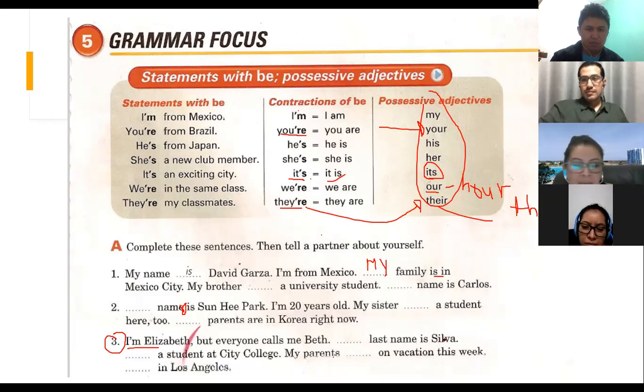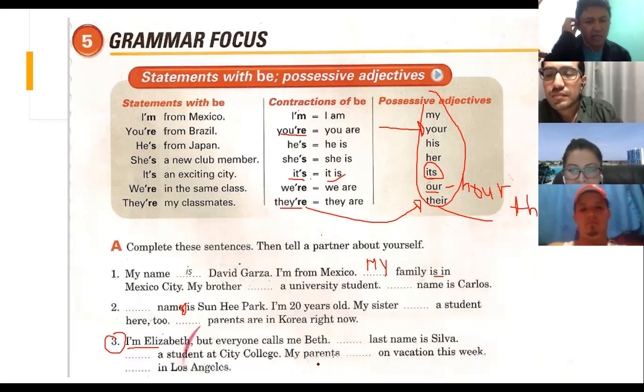My last name is Silva. I'm a student at City College. My parents it's on vacation this week. In Los Angeles, right. In Los Angeles. All right, let me ask you this. Is my parents singular or plural? Is my parents only mom and dad or both? Papa and mama. Both. Yes, it's actually both.